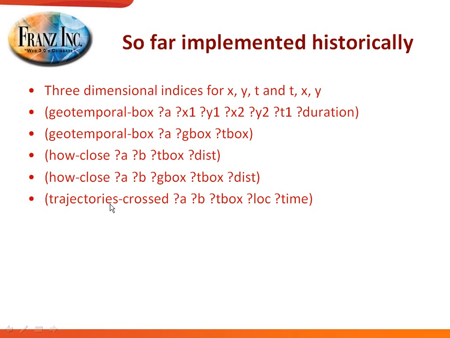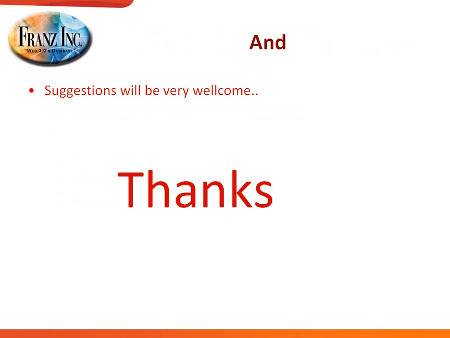And then you want to look at whether 2 animals, for example, crossed at a particular place at a particular time. We provide functors for that too. But again, this is research in progress, and we're still working on it, and we're hoping for people to ask us questions about this and to challenge us some more. So suggestions will be very welcome. And this also concludes my talk.